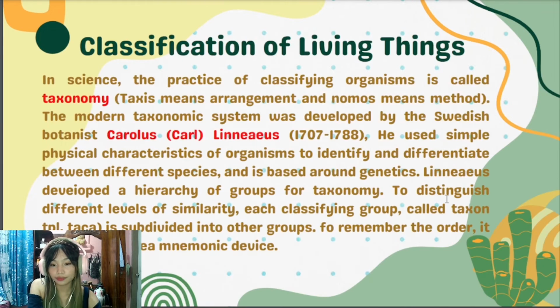So next, classification of living things. In science, the practice of classifying organisms is called taxonomy, yung diniscuss natin kanina. And ang nag-develop daw ng modern taxonomic system is si Carolus or Carl Linnaeus. He used simple physical characteristics of organisms to differentiate between different species, and it is based around genetics.